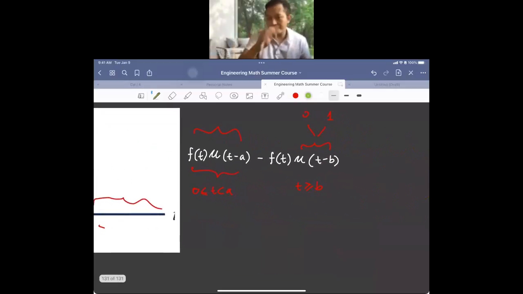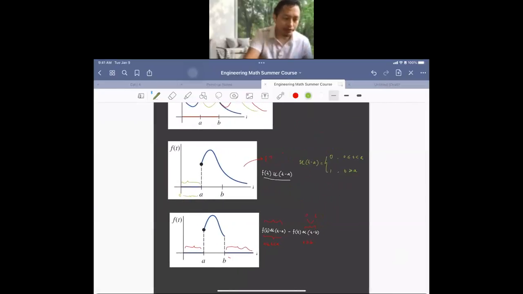And for whatever question it is, maybe it's asking what is the Laplace transform of it, you should be able to make that happen. Okay. Just a little bit of review. Okay, if you have any questions.